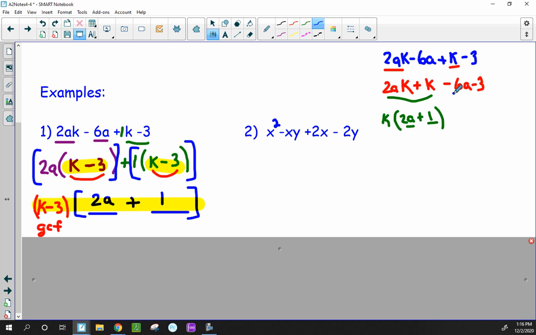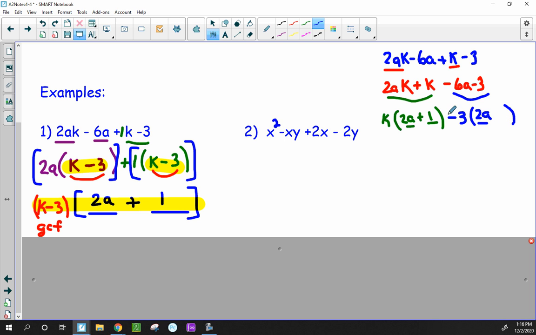And then I want you to focus on the last two terms. Negative 6a minus 3. Well, one thing I noticed that they have in common is both of them are negative, for sure. So I'm going to go ahead and use the negative as part of the GCF. And I noticed that 3 goes into both of those values. So I'm going to pull out a negative 3 for the GCF of the last two terms. Negative 3 times something is negative 6a.